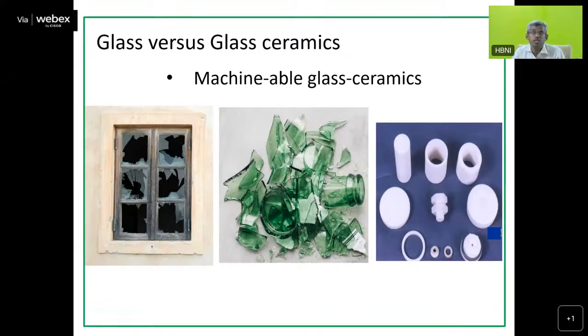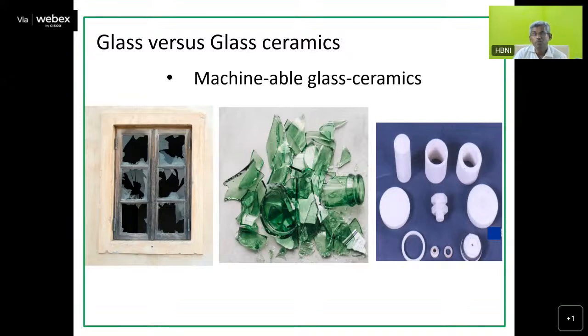Why should we study glass ceramic? Because if you take a glass, if you just touch or hit it, it will shatter into pieces. You see here a lot of glass pieces are there. This is a problem actually. Similarly, suppose I want to make a hole in a glass window, the situation you will end up like this. You cannot make a hole because glass is a brittle material. So you cannot make a hole into glasses.